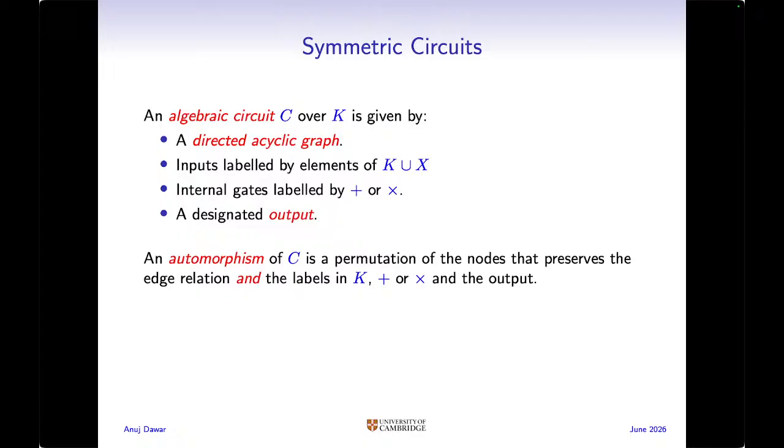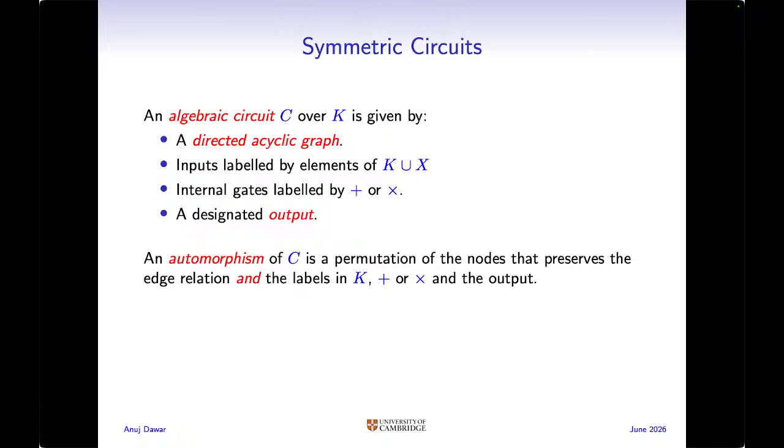Given such a circuit, an automorphism is just a permutation of the nodes of this directed acyclic graph which preserves the structure. In other words, it preserves edges. Whenever there is an edge from A to B, the automorphism pi should take it to an edge pi A, pi B, and it preserves the labels, where the label is a constant or addition and multiplication. So the automorphism must take an addition gate to an addition gate, multiplication to a multiplication gate, and the value of the constants must be fixed. But of course, it can move variables.